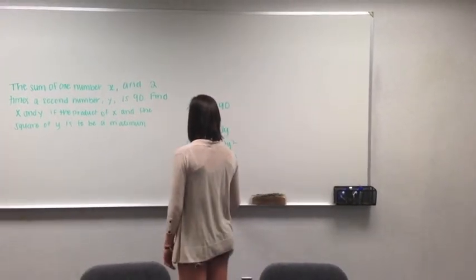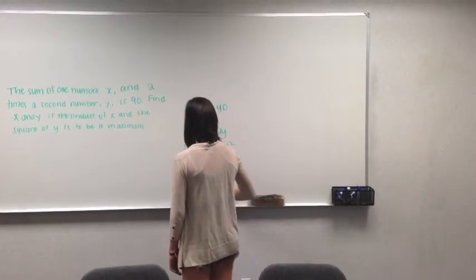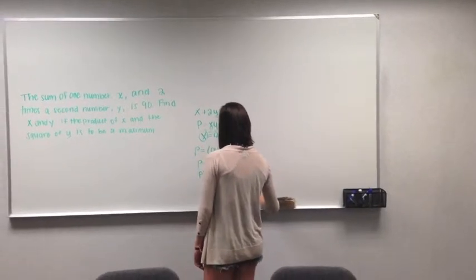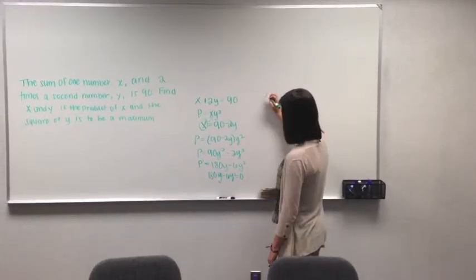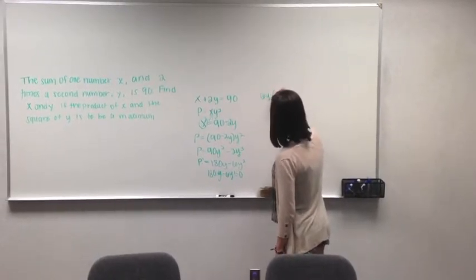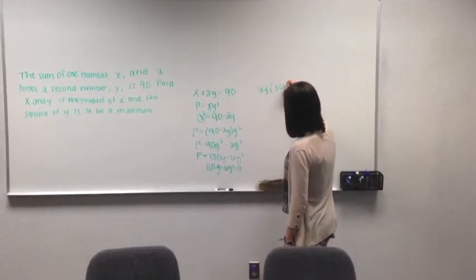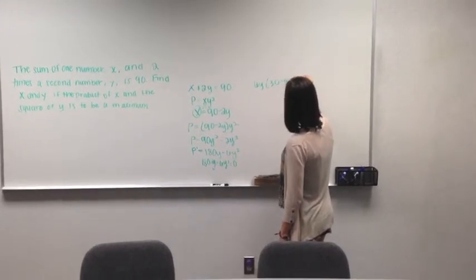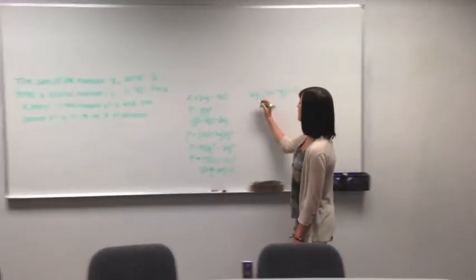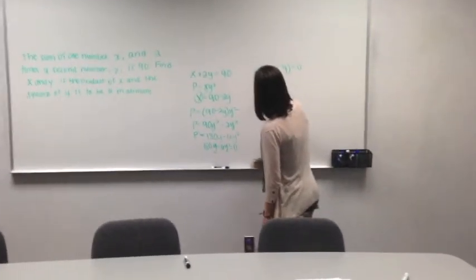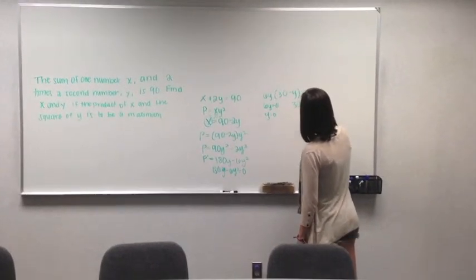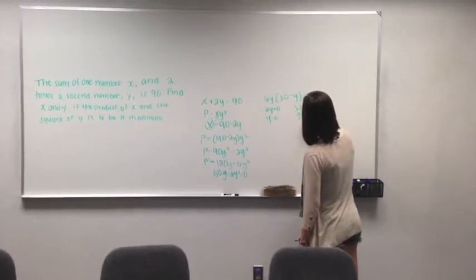So 180y minus 6y squared equals 0. Now we're going to solve for y. You can take out a 6y from both, and you'll get 30 minus y equals 0. Now using our algebra, we're just going to solve for y. So you have 6y equals 0, which means y equals 0. And 30 minus y equals 0, so y equals 30.